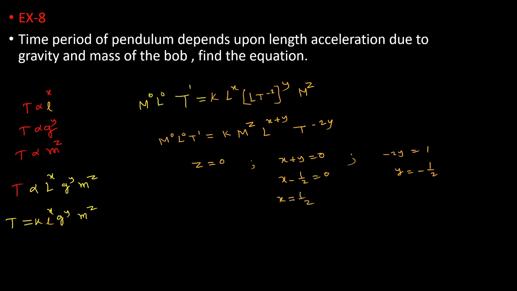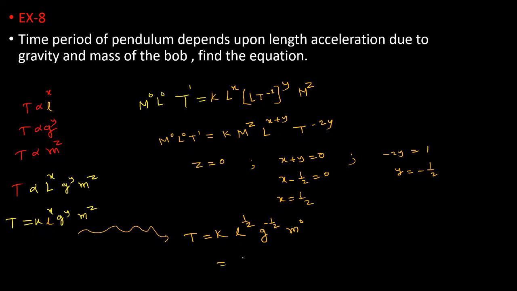Now we have the value of x and we have the value of y. Now we need to write down the complete equation, right? So T will be k into L to the power x. What is x here? 1 by 2. g to the power y. What is y here? Y is minus 1 by 2. And m to the power z. What is z here? 0.